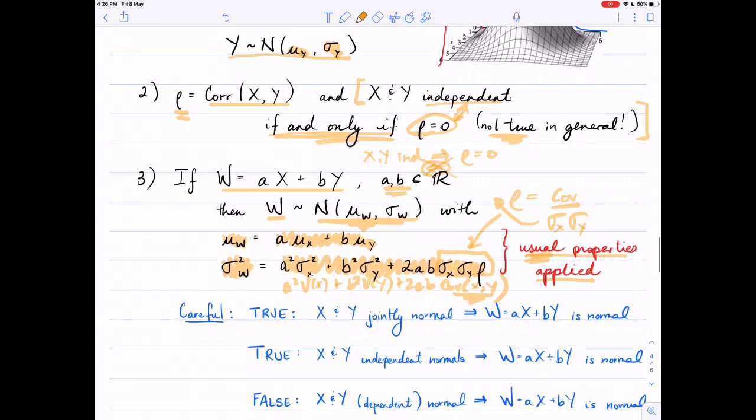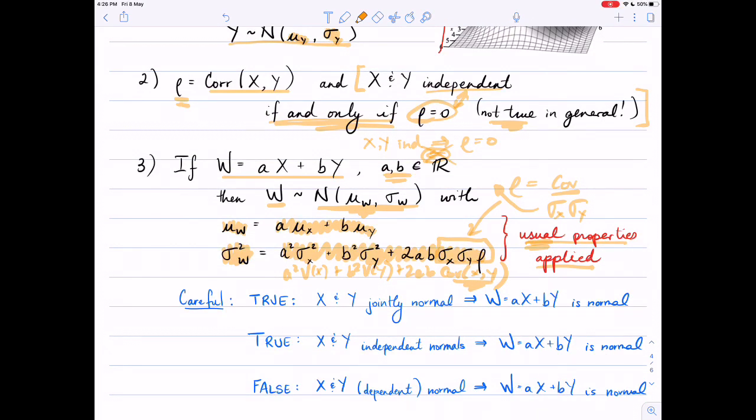Now, let's just be a little bit careful with our implications here with normality and linear combinations. What I have just said is if X and Y are jointly normal, then any linear combination of them is normal. That is what I have just said. What we have seen previously is if they are independent normals, then any linear combination of them is normal as well. What is not true, and you need to be careful in your assumptions about normality and linear combinations.